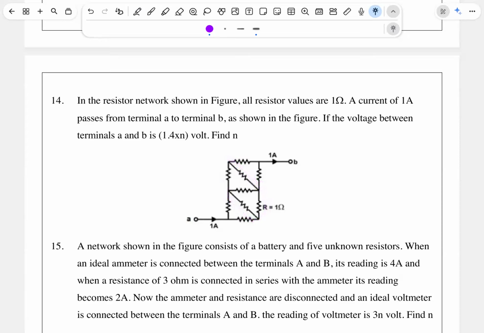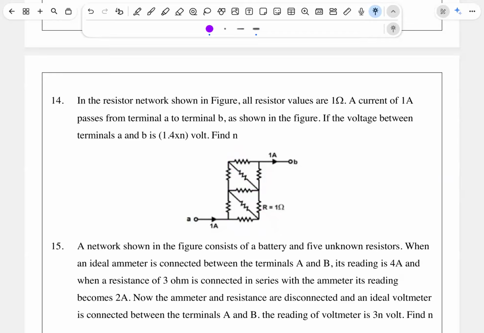This connection is different, this connection is different. In a Wheatstone bridge you will get only 2 points. Here there are 4 points. That's the problem. So you apply delta conversion here. Same length is the same.